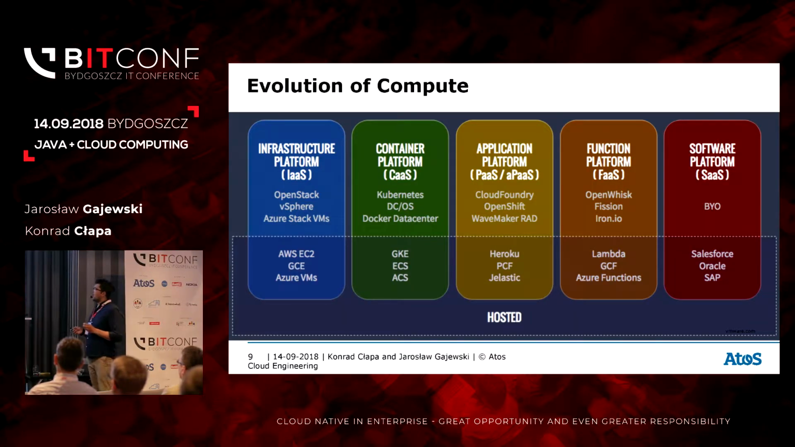Okay, so let's look quickly at the evolution of compute. We have different types of compute right now. We have infrastructure as a service. We have container platforms. We have application platform, and also function platform, so function as a service. We have now software as a platform.